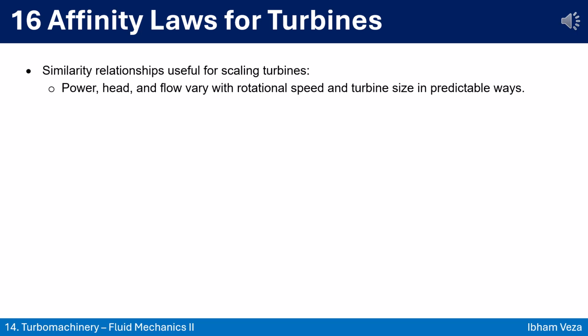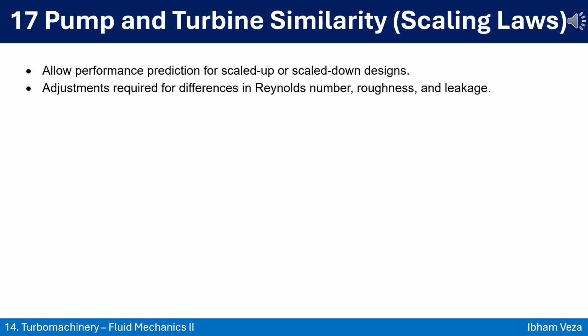These tidy relationships, power proportional to the cube of speed and fifth power of size, head proportional to the square of both, flow proportional to speed and diameter cubed, let designers leap from model to machine, from river to river, without guesswork. One set of test data can now foretell the behavior of turbines towering in Himalayan gorges or squatting in wide tropical lowlands.